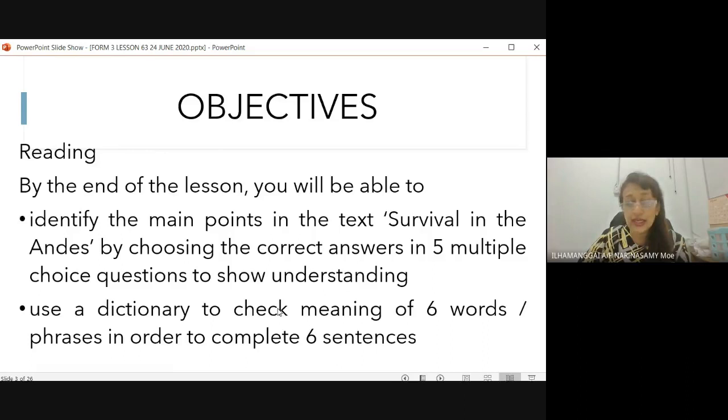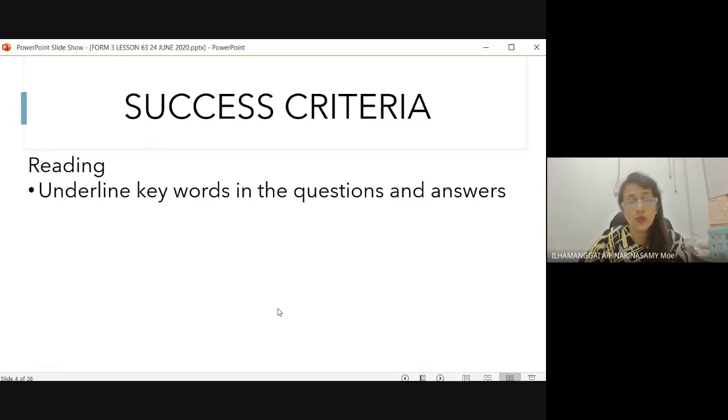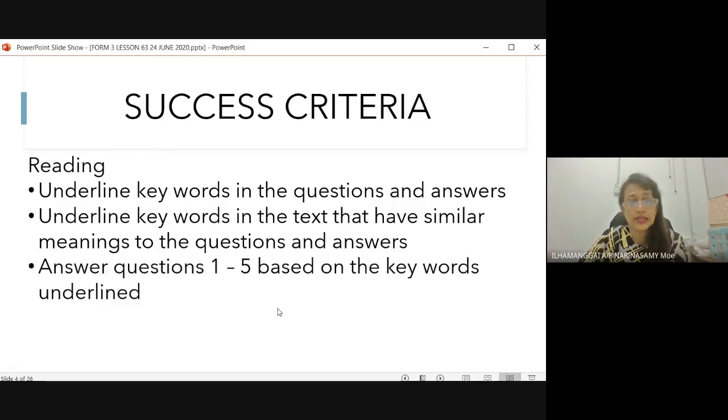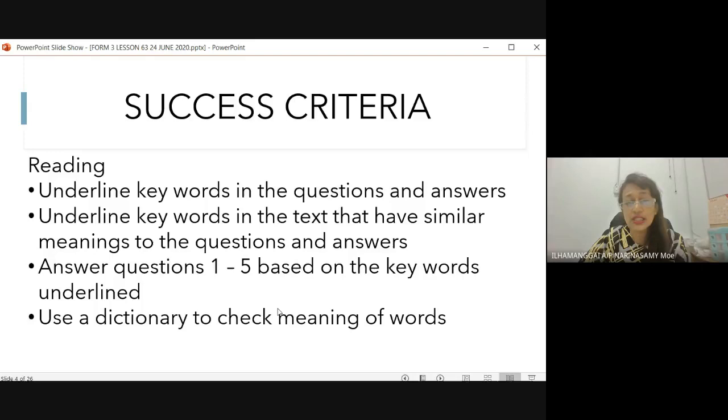So your success criteria, underline keywords, is the same thing. Always when we look for main points or specific information, underline keywords in the question and answer. Underline keywords in the text that have similar meanings to the question and answer. Answer questions 1 to 5 based on the keywords underlined. And the last one, use a dictionary to check the meaning of words, and then use those words to complete 6 sentences.